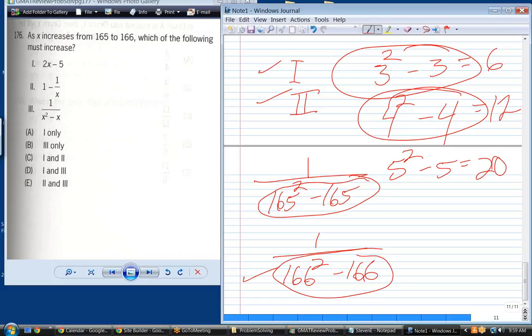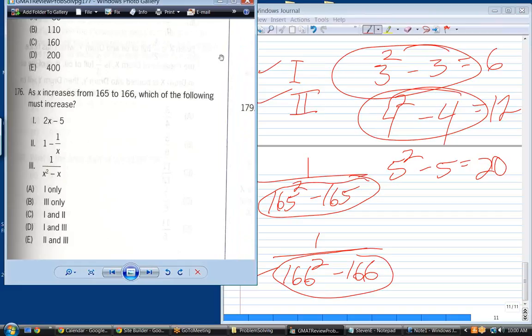Yes, so it's not increasing on 3. So it's 1 and 2 only. Yeah, I see that. Okay.